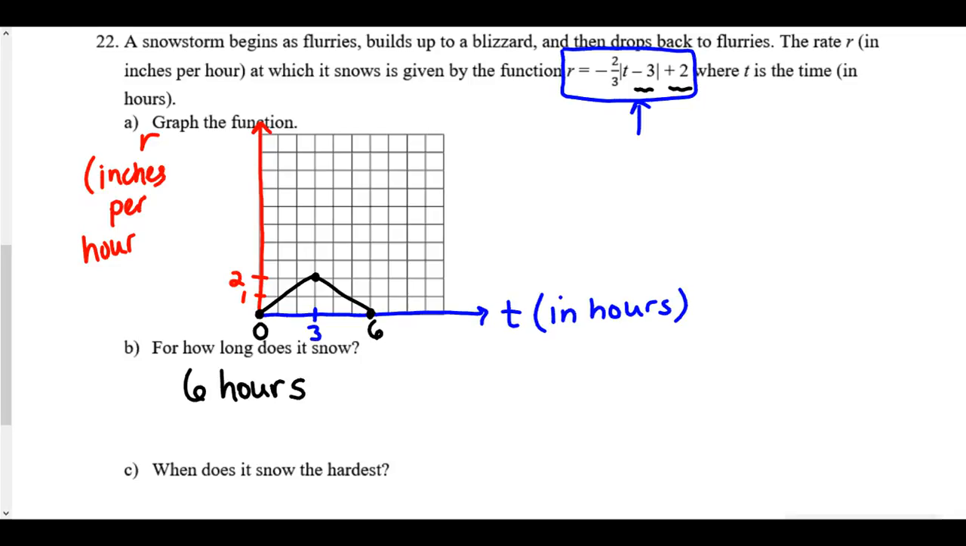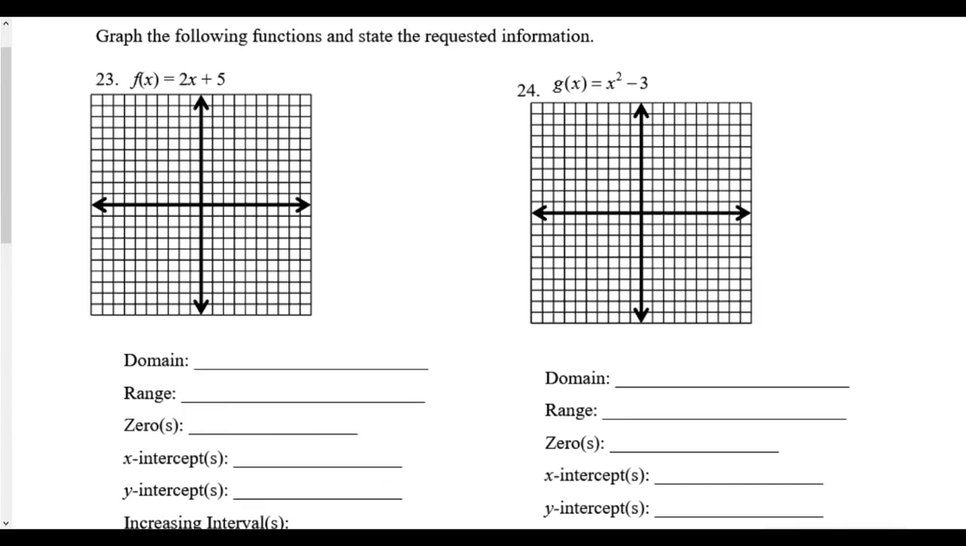And when does it snow the hardest? Well, when it snows the hardest is when the rate is the highest, which would be right here. It's snowing 2 inches per hour, and that happened at 3 hours. At 3 hours after the snow started. I think I'm already happy thinking about future snow days.